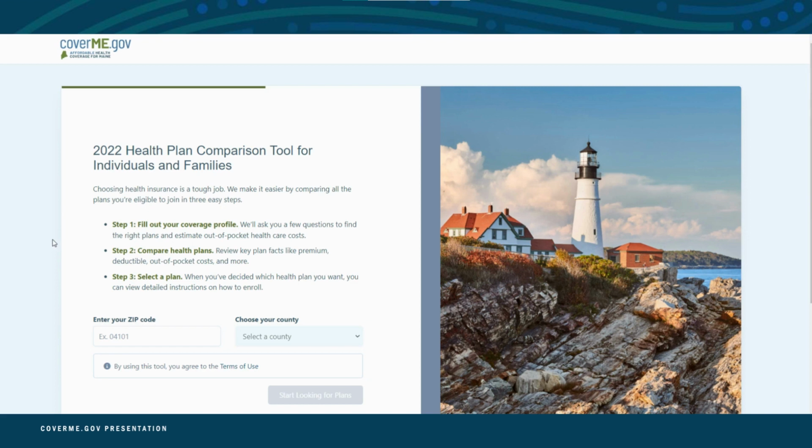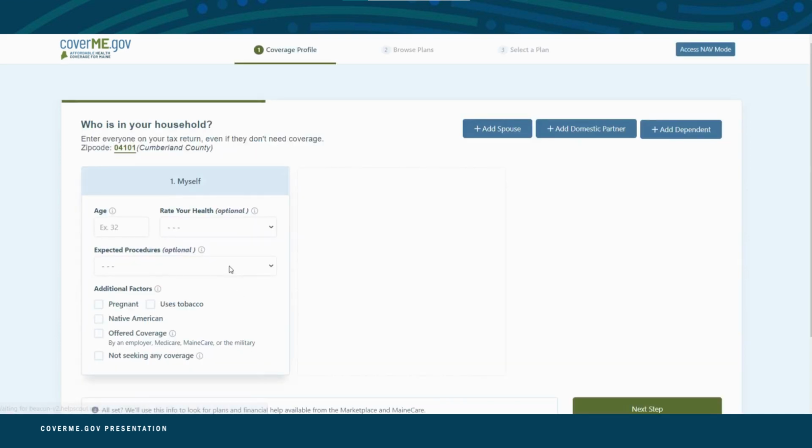Here, a consumer will be asked to input their zip code and county before shopping, since plan options and prices vary across the state. Additionally, the consumer will be asked to provide some information about themselves and other individuals in their household who need coverage. This information is never stored or sent to insurers. It is only used to help best estimate costs for the individuals looking for coverage.